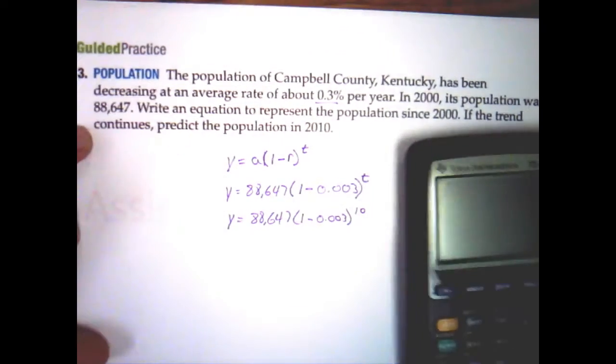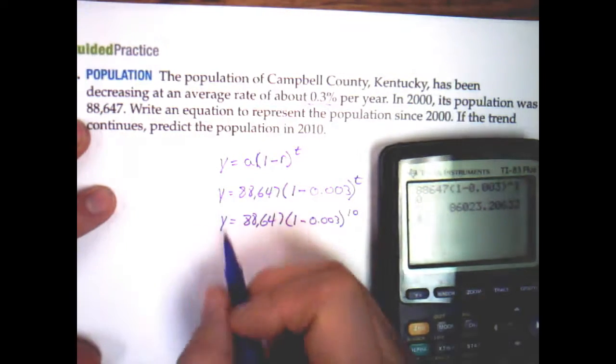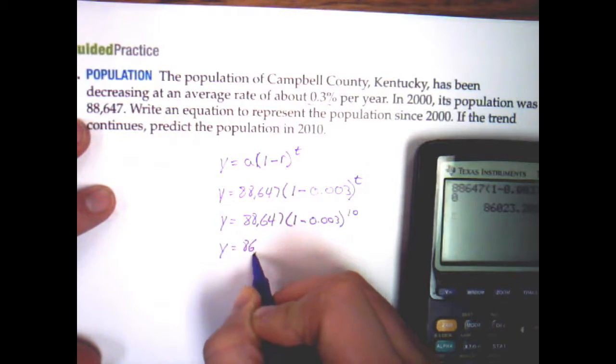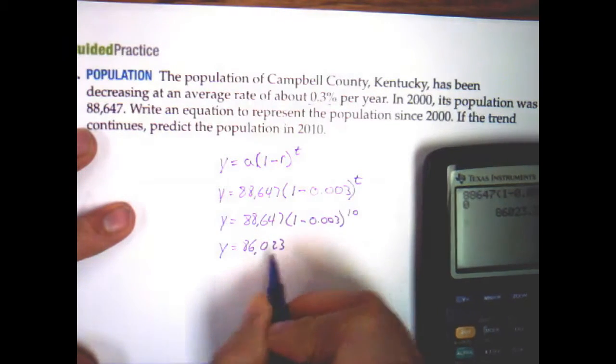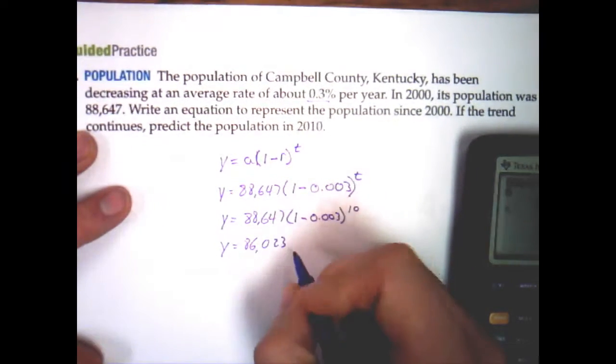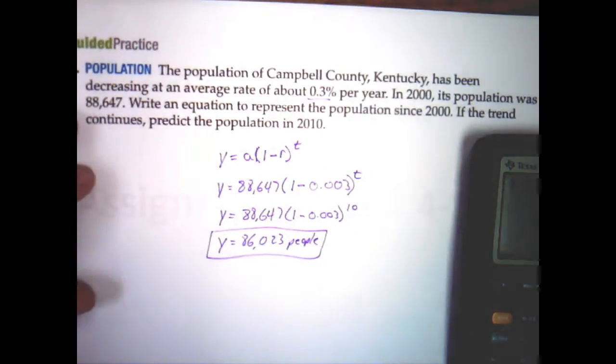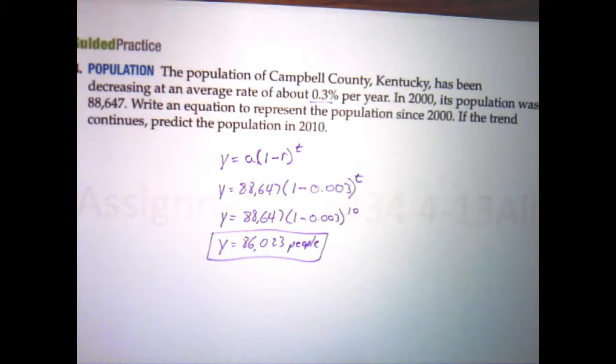So again, I'm going to plug the whole thing into my calculator. All raised to the 10th power. And we get our answer of 86,023. Yes, 23 people. Now, why would I round to the nearest whole number? Well, because I'm dealing with people. Okay. People are whole. Okay, so that is exponential growth and decay.